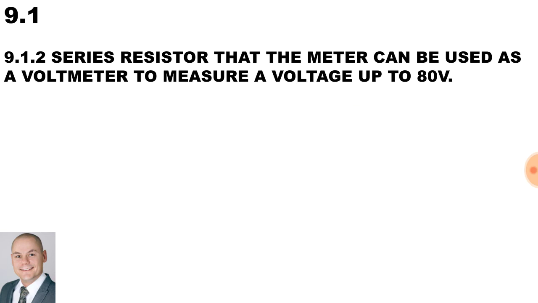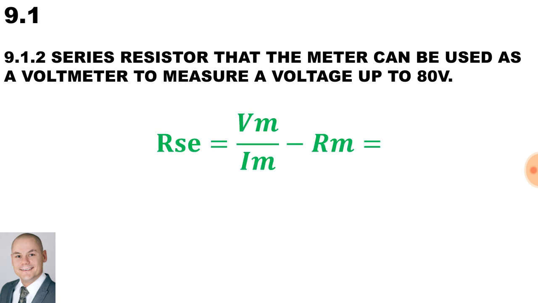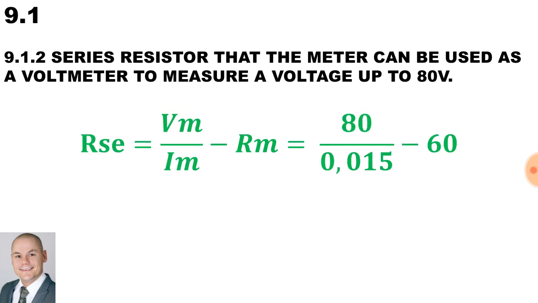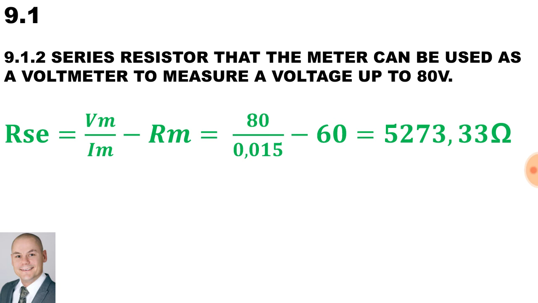9.1.2, a series resistor so that the meter can be used as a voltmeter to measure a voltage up to 80 volts. So to calculate the value of the series resistor, it's the volt drop across the meter divided by the current through the meter, less the resistance of the meter. Therefore, 80 over the current through the meter of 15 milliamps, minus the resistance of the meter, which is 60 ohms. Therefore, the value of the series resistor is 5,273.33 ohms.